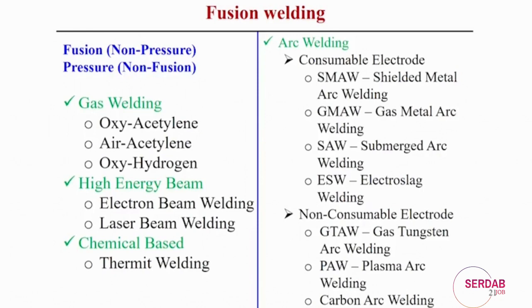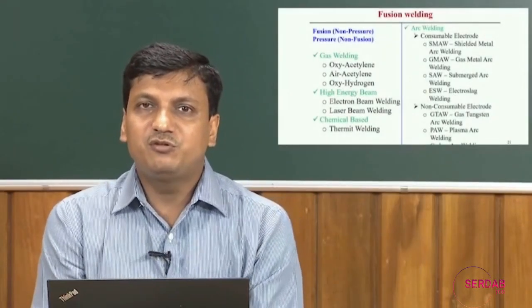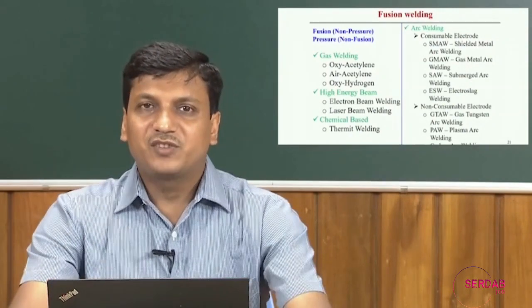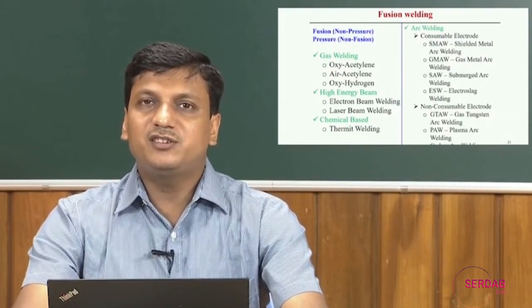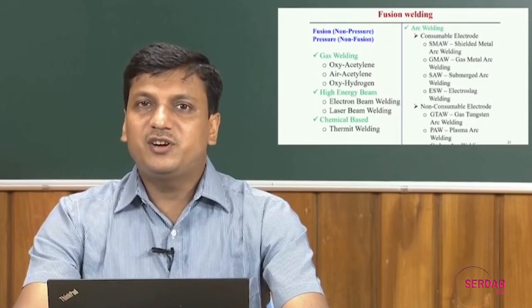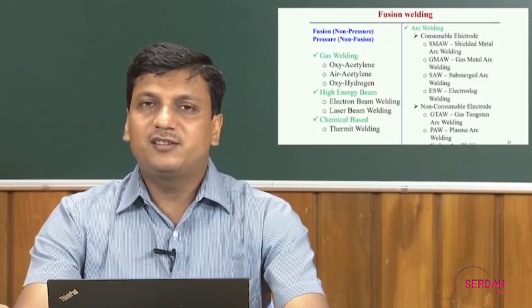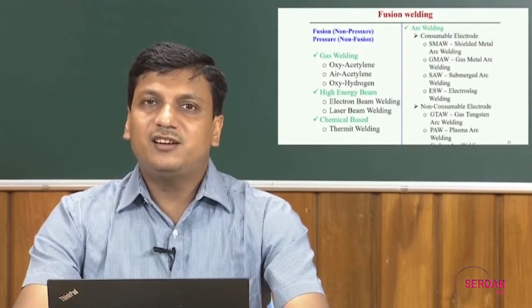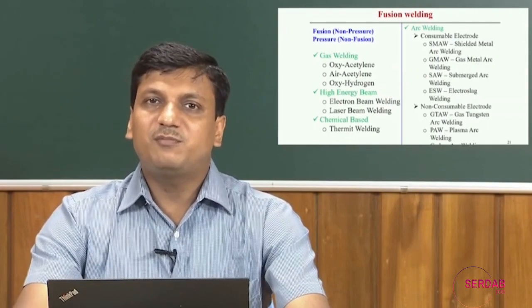And for non-consumable electrodes, there is the gas tungsten arc welding process, plasma arc welding process, and carbon arc welding process. These are the typical non-consumable electrode processes. That means the main electrode which creates the arc between the workpiece and the electrode is non-consumable, but it is possible to use some extra material that can be melted during the creation of the arc, and that extra material becomes the final part of the weld joint.